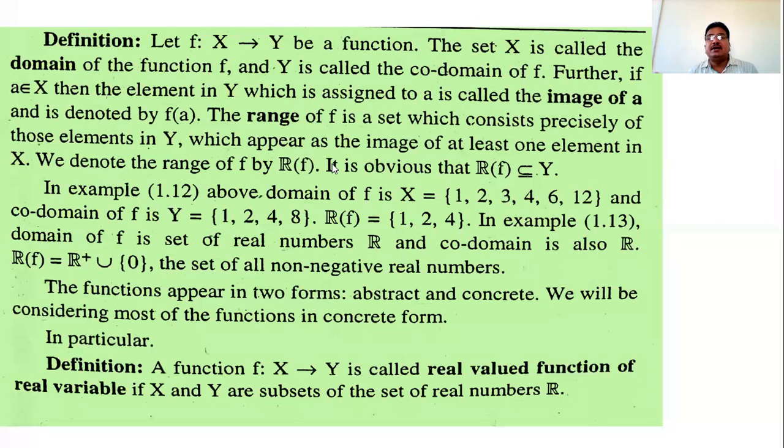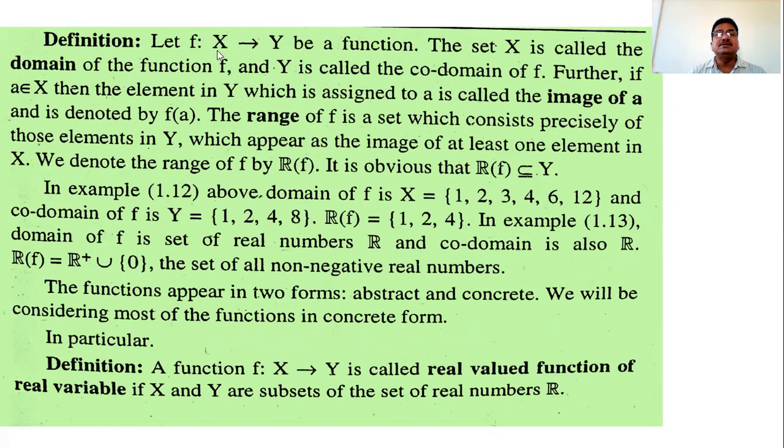Definition of range and image and domain, codomain of the function. So let f from X to Y be a function. We know that this small f is a letter used for the function from capital X to Y. These X and Y are two sets, and f is a subset of X cross Y. That is, f is a relation from X to Y.